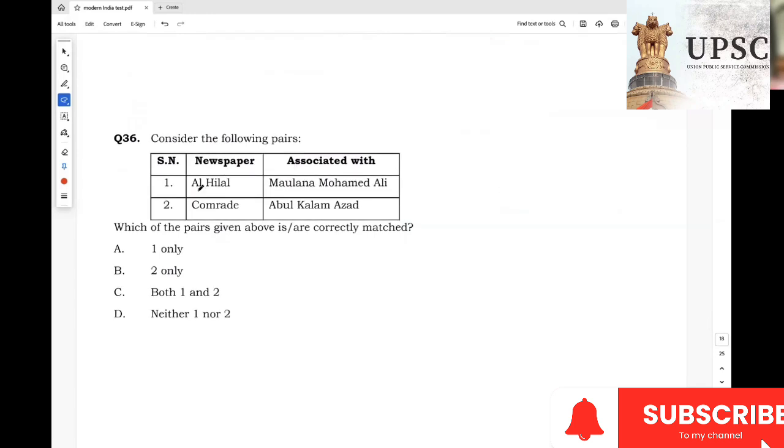Next, Al Hilal newspaper and Comrade, nothing else, they have reversed this. They have just reversed this. So both the statements are incorrect. They have just reversed this, right? Neither of them is correct.